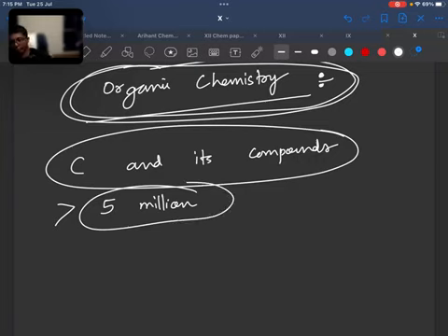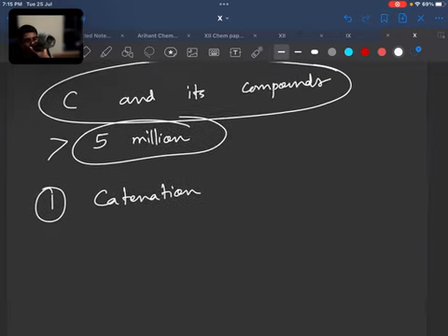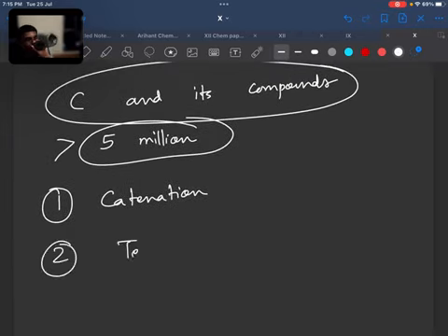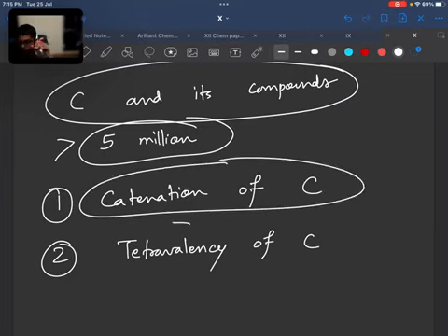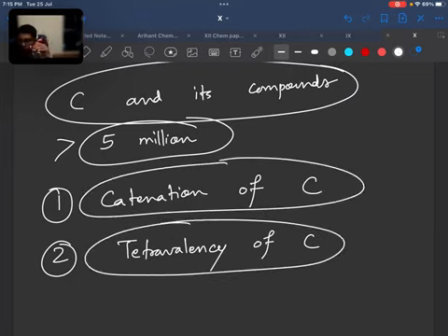So there are two reasons why we have this many organic compounds. First reason is catenation. Second reason is tetravalency. Catenation of carbon and tetravalency of carbon, these are the two reasons. Catenation मतलब होता है self linkage.